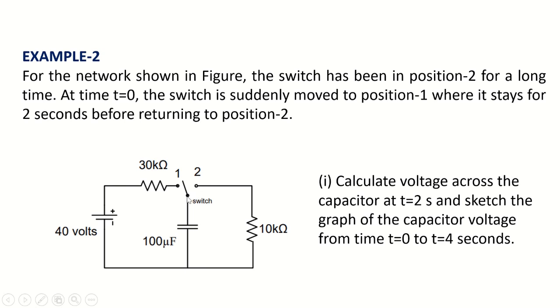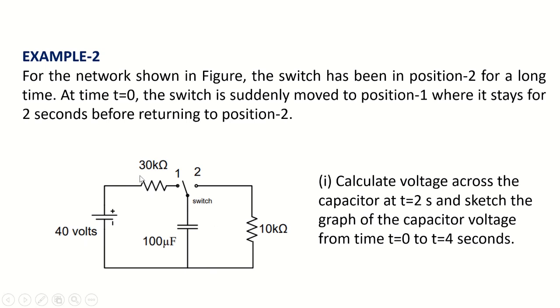That means when the switch is in position 1 for 2 seconds, the capacitor will charge, right? For the first 2 seconds, the capacitor will charge through the 30 kilo ohm resistor, and after 2 seconds the switch is in position 2. That means the supply voltage is cut off, so the capacitor will discharge through the 10 kilo ohm resistor.